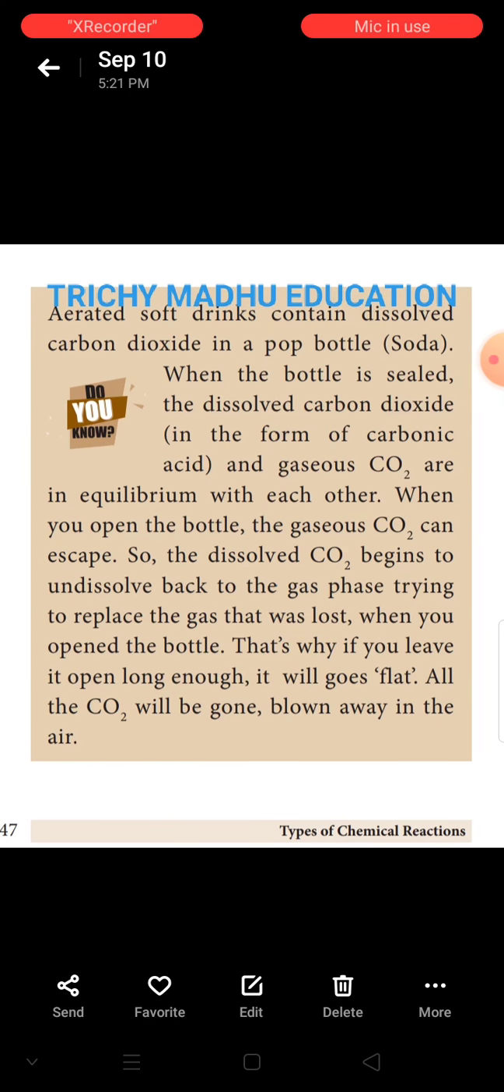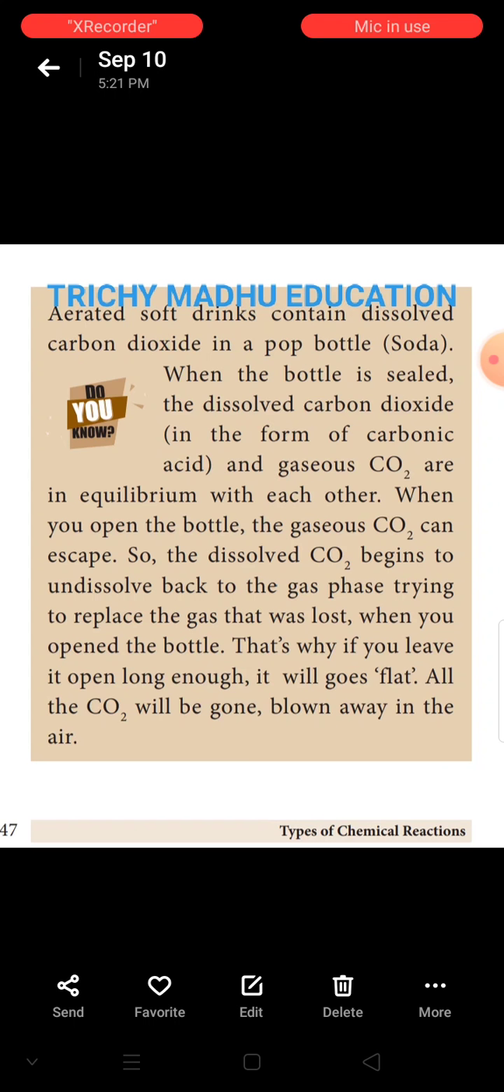Next one. Aerated soft drinks contain dissolved carbon dioxide, in a pop bottle, soda. When the bottle is sealed, the dissolved carbon dioxide in the form of carbonic acid and the gaseous CO2 are in equilibrium with each other. When you open the bottle, the gaseous CO2 can escape. So the dissolved CO2 begins to undissolve back to the gas phase, trying to replace the gas that was lost when you opened the bottle. That's why if you leave it open long enough, it will go flat. All the CO2 will be gone, blown away in the air.